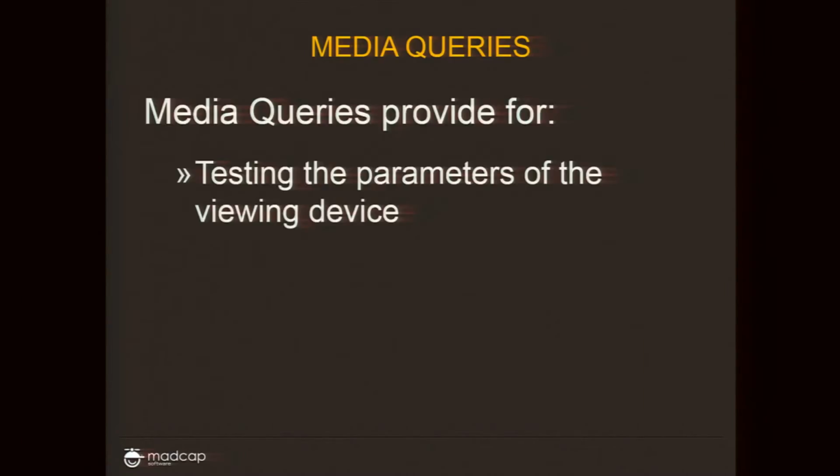And then on print, well, how many different print sizes might you have to produce? You might have to do a full-size bound manual. You might have to do a job aid as a card. You might have to do a small pamphlet that goes in a DVD case. So again, the media type of print, it was just too limiting. So media types went on to become media queries. And here is where we can actually allow you to test the parameters of the viewing or display device.